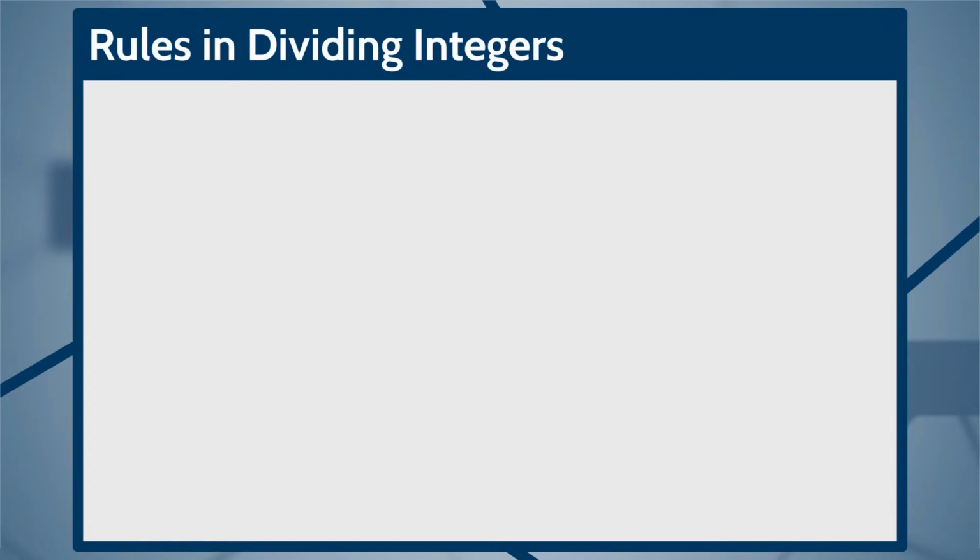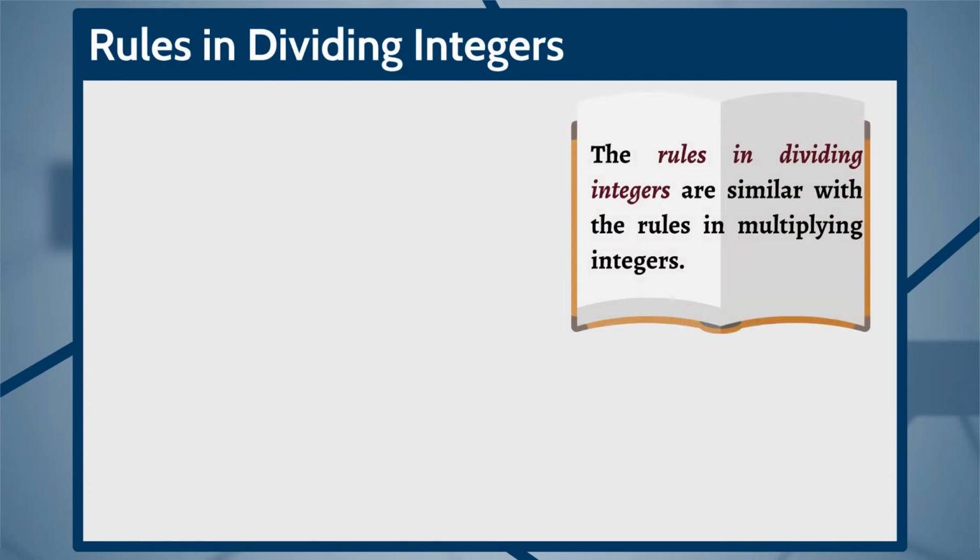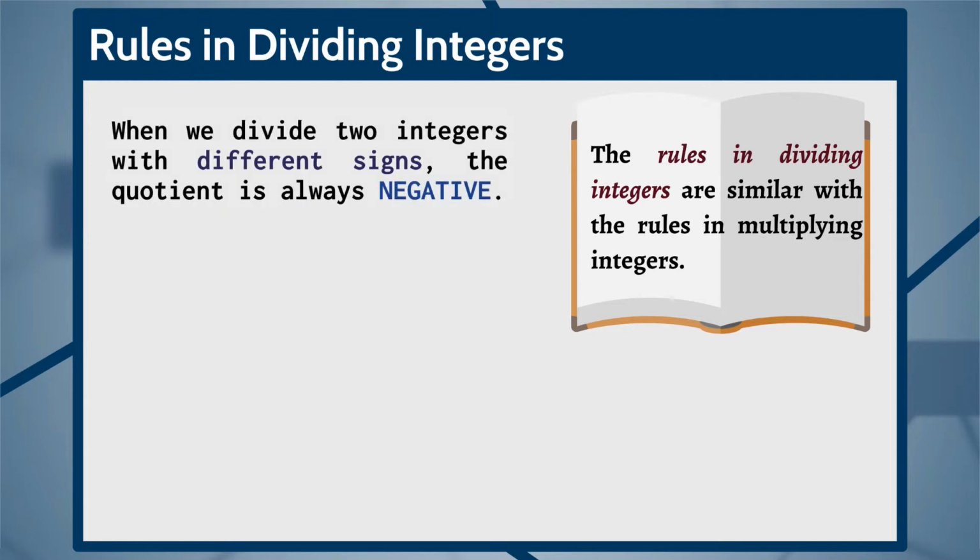Now, let's study the rules in dividing integers. The rules in dividing integers are similar with the rules in multiplying integers. When we divide two integers with different signs, the quotient is always negative. A positive integer divided by a negative integer is equal to a negative integer.